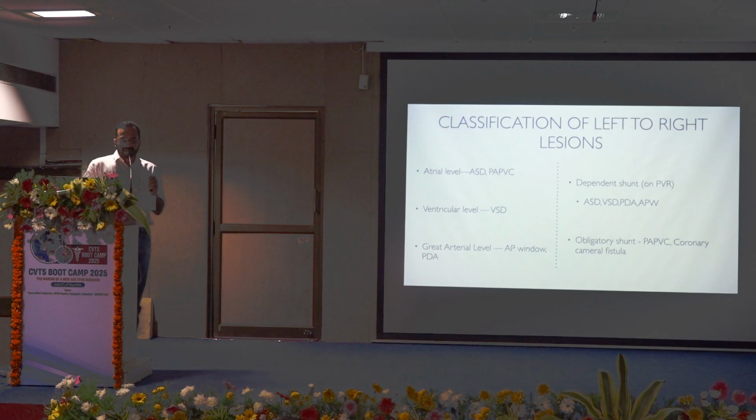There are several ways to classify acyanotic heart diseases. You can classify them based on where they're located, atrial, ventricular, or great arterial level, or based on the size of the defect, small, moderate, or large. But a practical way to understand the pathophysiology of acyanotic heart diseases is to classify them based on whether they're a dependent circulation or an obligatory shunt. We'll stick to left-to-right lesions and forget the obstructive lesions for today for lack of time.